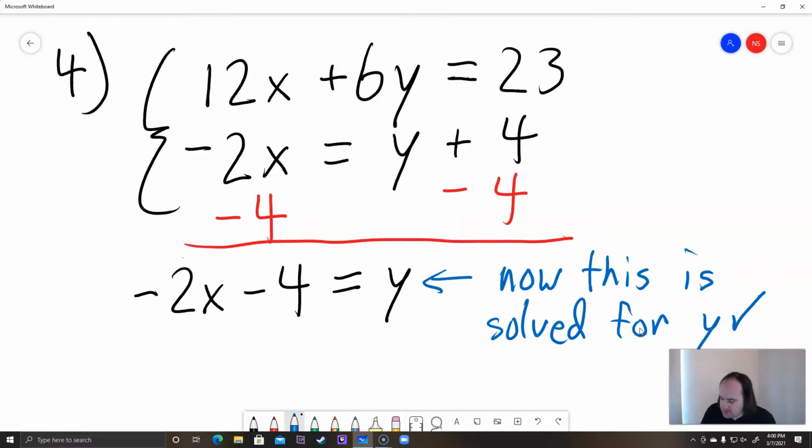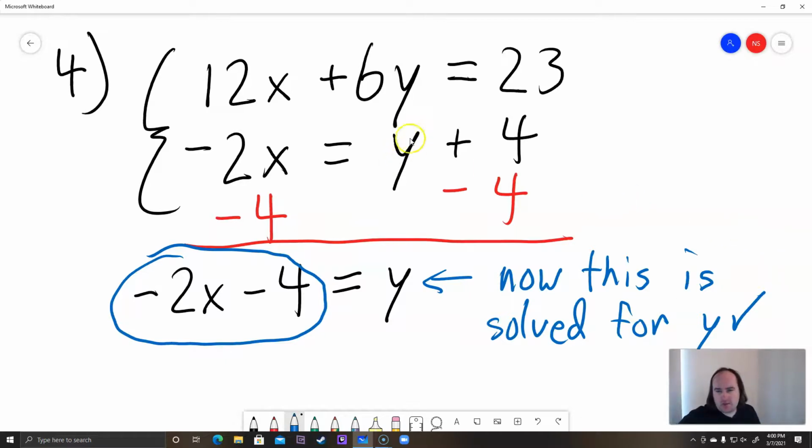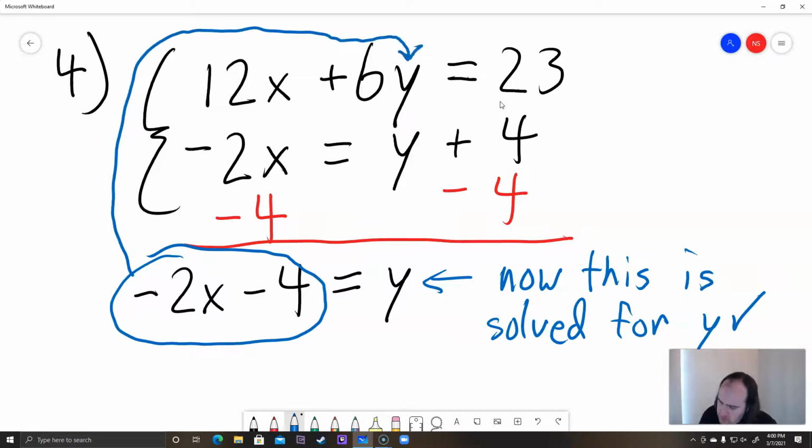We go ahead and plug in this expression, negative 2x minus 4, in for y in the other equation. Now I know it's tempting to plug it in to the same equation, but you don't want to do that because it's not going to give you an answer that means anything. So we have to plug in negative 2x minus 4 for y into the other equation. So up here, we're going to have 12x plus 6y equals 23, but we're going to replace that y with negative 2x minus 4. Okay, so what are we going to get?